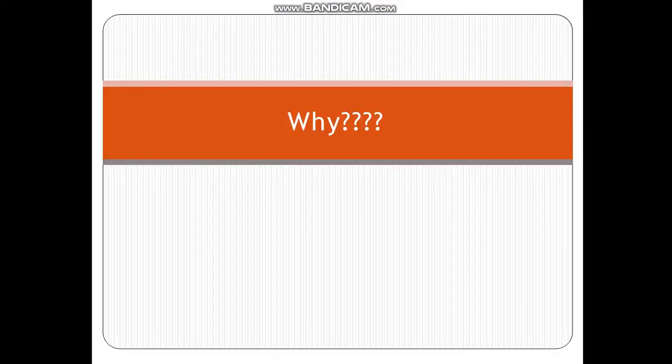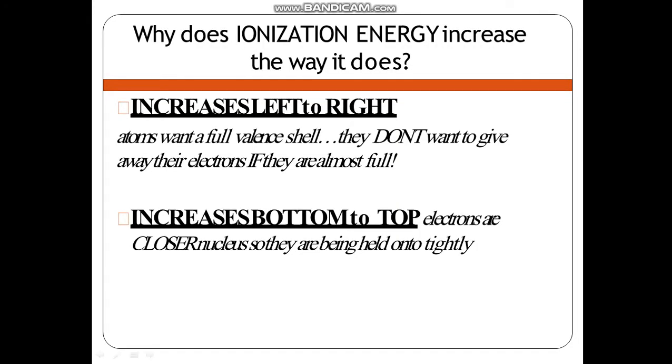Why does it increase from left to right? Because atoms want a full valence shell, and it increases from bottom to top because electrons are closer to the nucleus, so they are being held onto tightly.